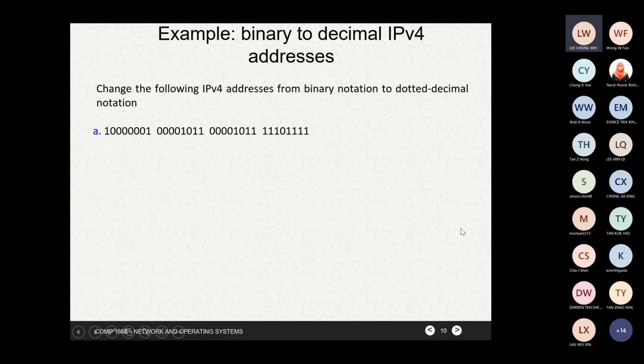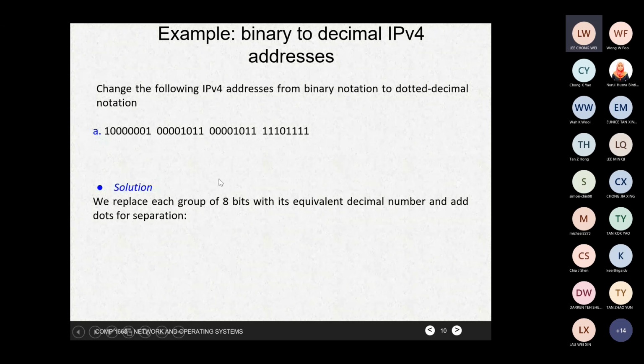This is another example. We replace each group of 8 bits with its equivalent decimal number. So you have to convert. So that is equivalent to 129.11.11.239. How you calculate 239, for example, you start from here, right? You start from here 1, 2, 4, 8, 16, 32, 64, and 128. So you total it up. If it is 0, you don't count. If it is 1, you count. That's it. So you will get these numbers.